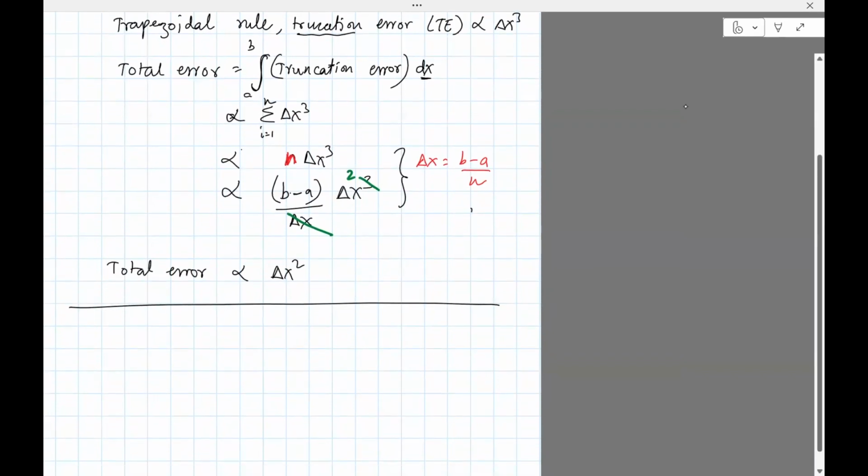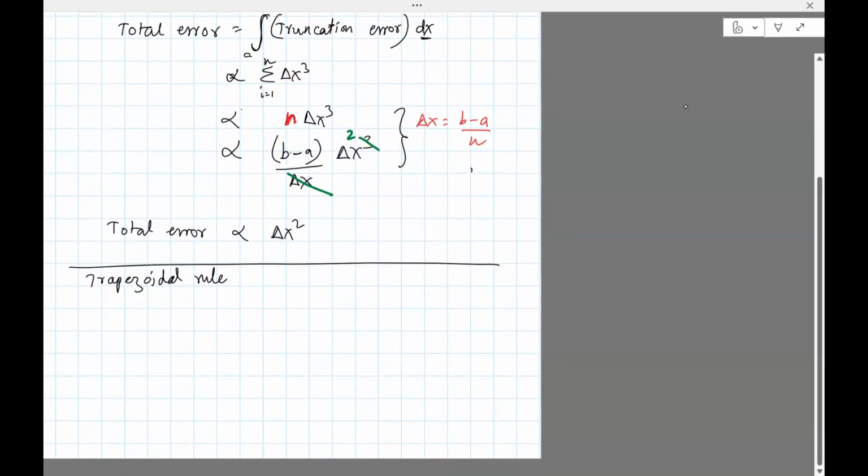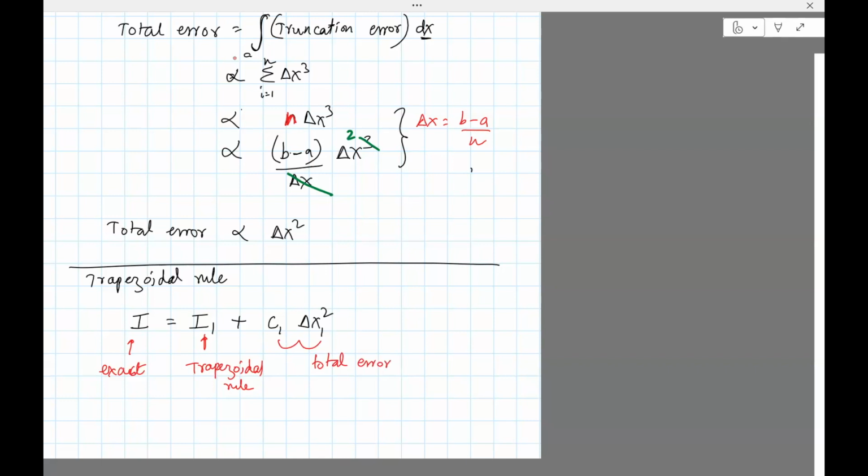Okay, so once we have the total error, we can do the following. If you use the trapezoidal rule, the exact integral I will be I1 plus some constant, let's call that C1, delta X1 squared. So what I've done is, this is the exact answer. This is the answer obtained by trapezoidal rule. And this here is the error. Okay, that constant is total error. What this is saying is that the trapezoidal rule has an error. That error is of order of delta x square. If you take that error, total error, sum it with the trapezoidal rule formula, you should get the exact value.